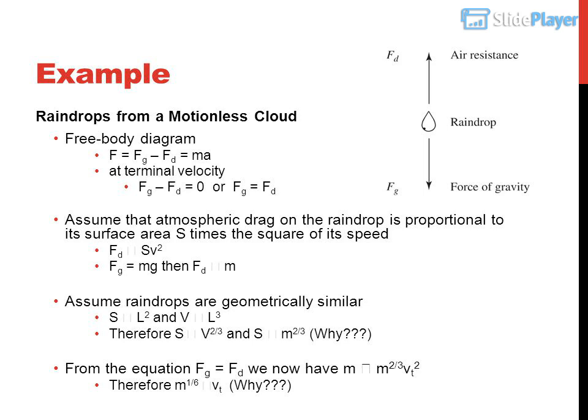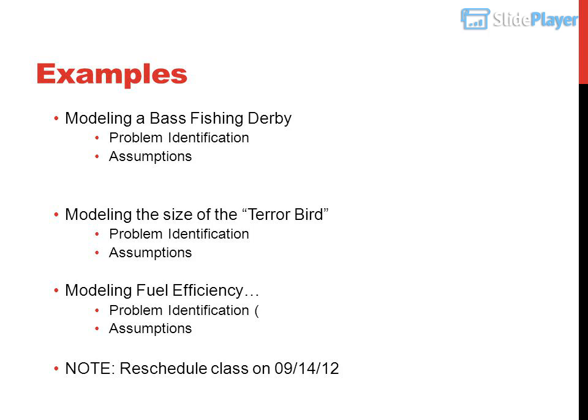Assume that atmospheric drag on the raindrop is proportional to its surface area S times the square of its speed: Fd ∝ S v². Fg equals mg, so Fd ∝ m. Assume raindrops are geometrically similar. S ∝ L² and V ∝ L³. Therefore S ∝ V^(2/3) and S ∝ m^(2/3). From the equation Fg equals Fd we now have m ∝ m^(2/3) vt². Therefore m^(1/6) ∝ vt. Examples: modeling a bass fishing derby.